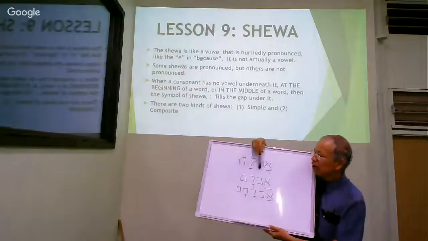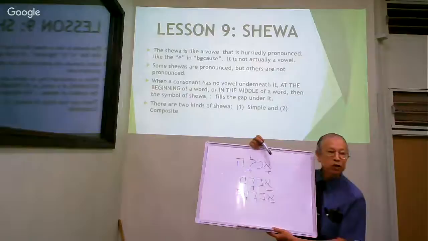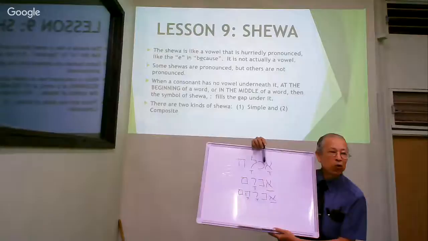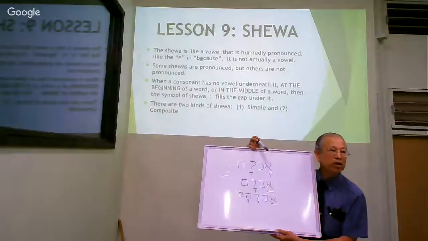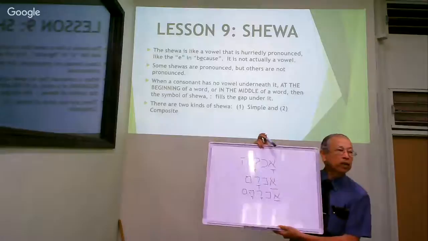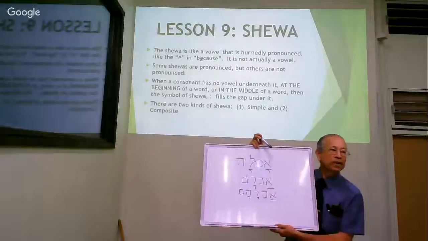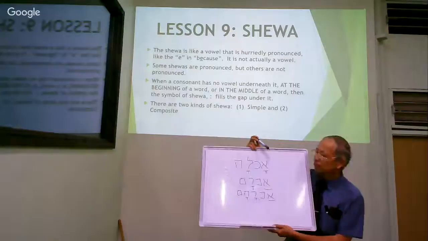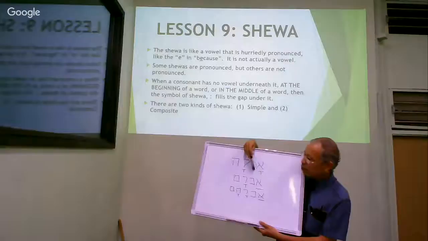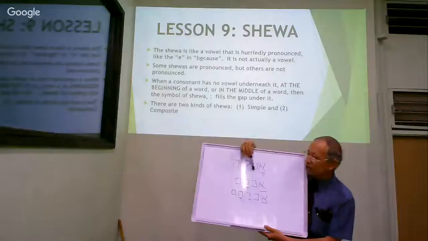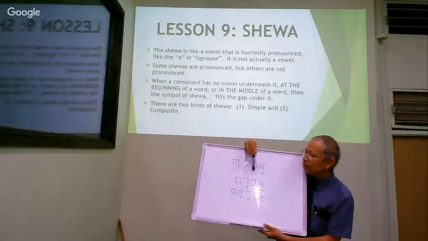You call this silent Shewa, and all it is doing there is to show you where there is a consonant that has no vowel. But there is no vowel. All you have is a Shewa that is not even pronounced. Okla. That means food. What Robens was eating not too long ago. Some nice fried rice. He was eating okla, okay. But there is no pronunciation of the Shewa, it's a silent Shewa. It's simply marking the place where a vowel otherwise would be, but is not there.